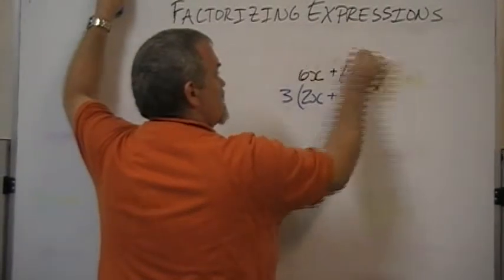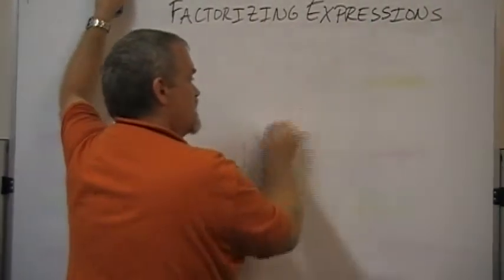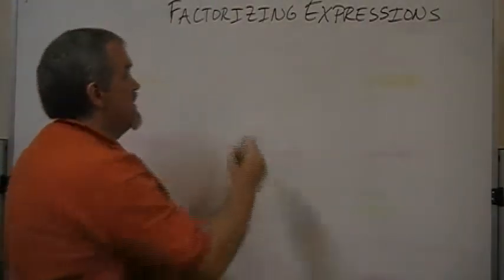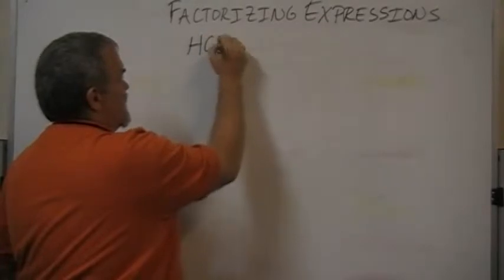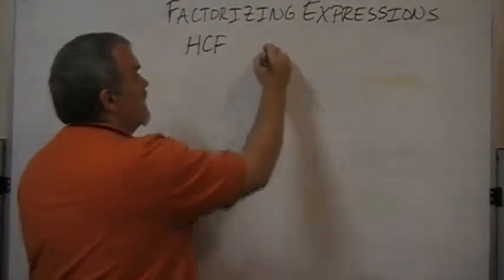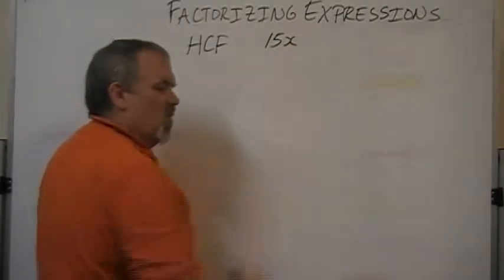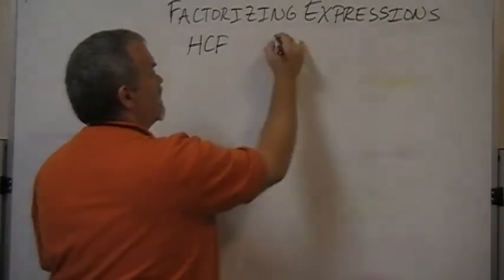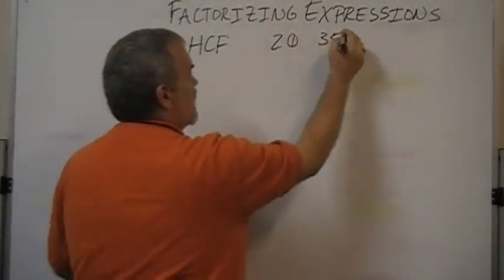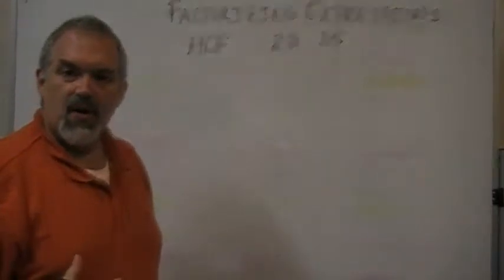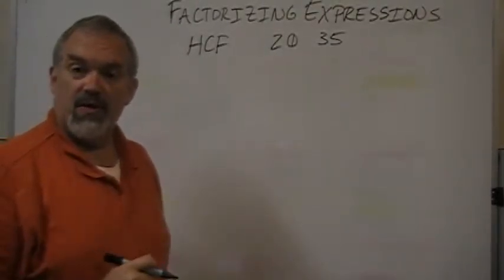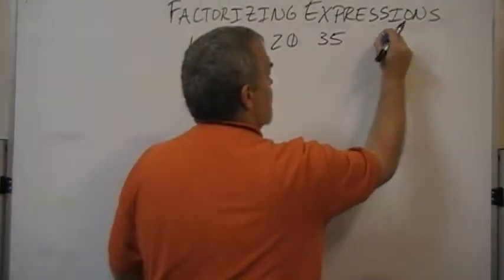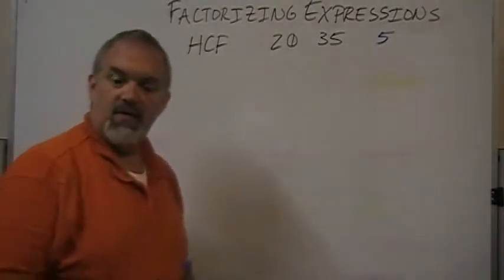The key, of course, to factorizing, the first key, is to find the highest common factor, or HCF. Let's use some examples. Let's start with an easier one: 20 and 35. Now, what is the biggest number that will divide evenly into both of those? Well, the highest common factor of those two is 5. There's no number bigger than that that will divide evenly.